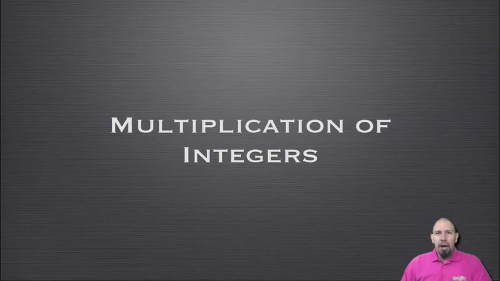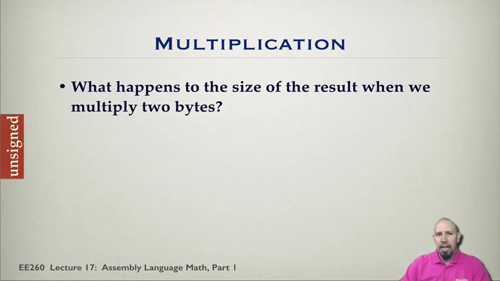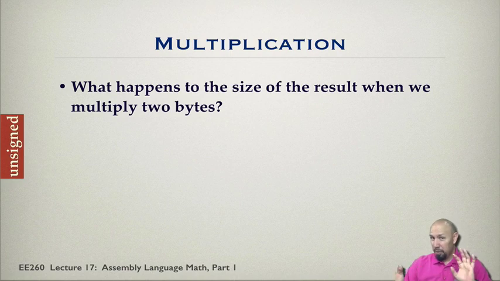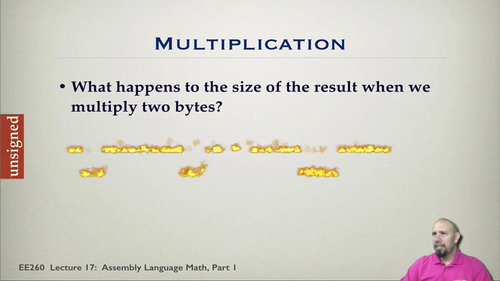Now we move on to talk about multiplication of integers. So we've done addition and subtraction, fairly straightforward. We've actually done some of that in some of our programs. Now, notice this little guy over here. Unsigned. We need to think very carefully about whether we're working with signed or unsigned numbers. So I'm just going to put a little marker off to the side here to indicate whether what we're working with are signed or unsigned numbers. What happens to the size of the result when we multiply 2 bytes together?